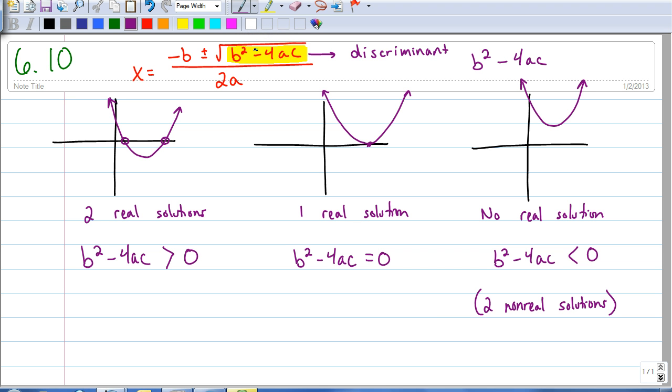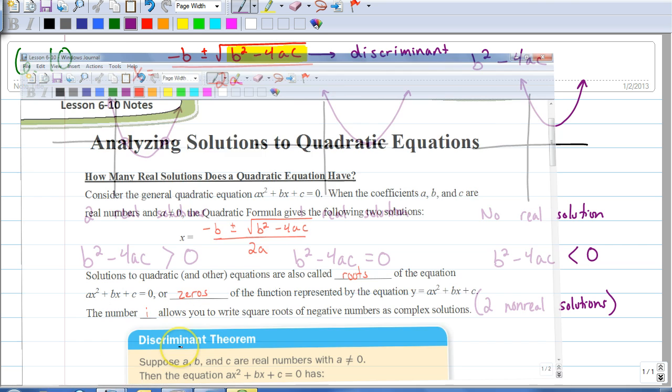and then carry out the rest of the quadratic formula. So let's actually look at some problems so you can see more what we're talking about here. So let's go to our notes here.